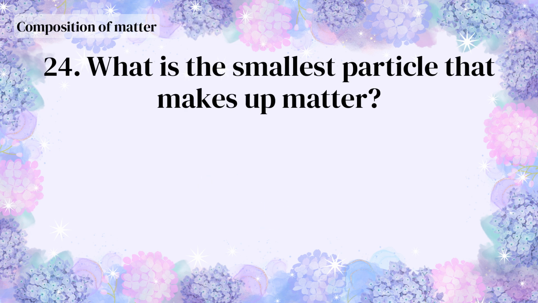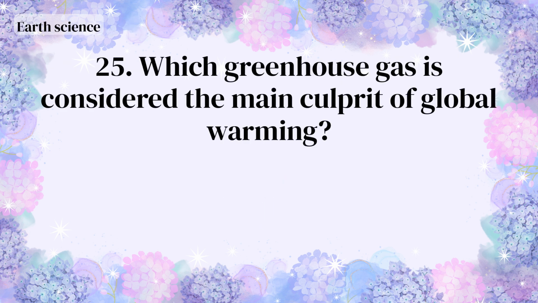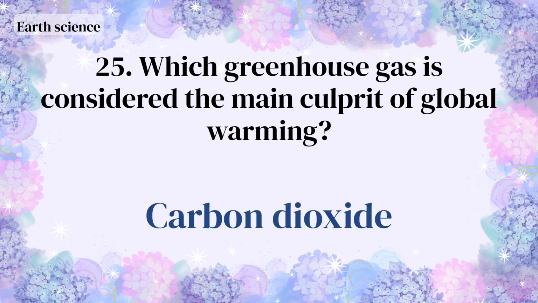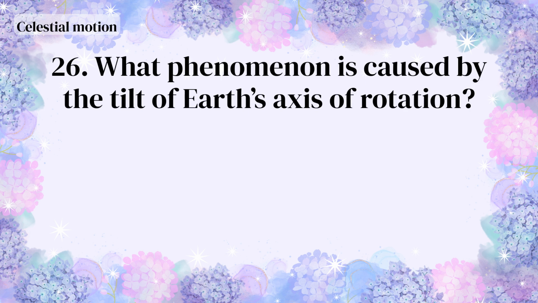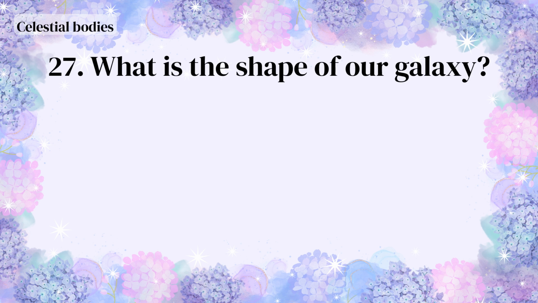Nitrogen. What is the smallest particle that makes up matter? An atom. Which greenhouse gas is considered the main culprit of global warming? Carbon dioxide. What phenomenon is caused by the tilt of Earth's axis of rotation? The seasons. What is the shape of our galaxy?